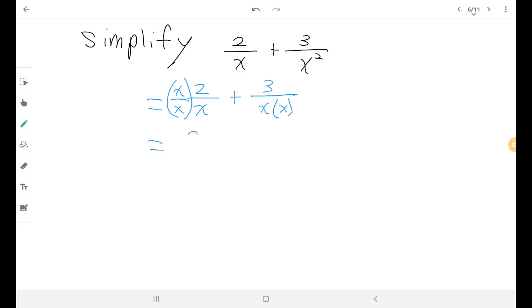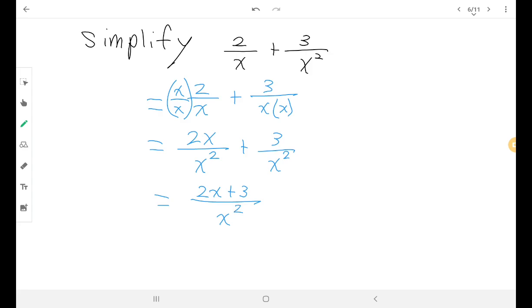So I do x times 2, which is 2x, over x times x, which is x squared, plus 3 over x squared. I'm just putting this back together since it doesn't really do me any good to take it apart. And now I've got common denominators, and I can put the numerators, the top, together. So I can say that's 2x plus 3, all of that over the common denominator of x squared.